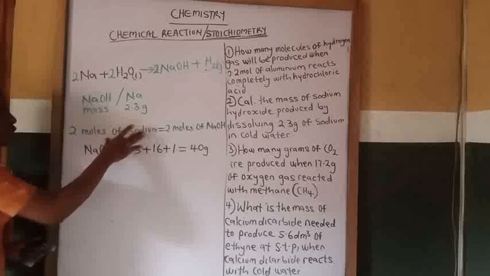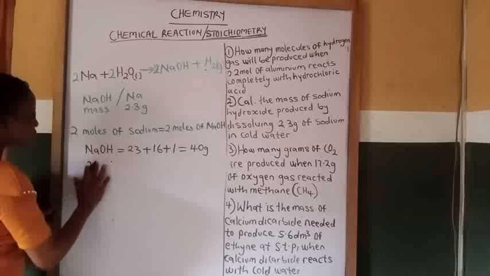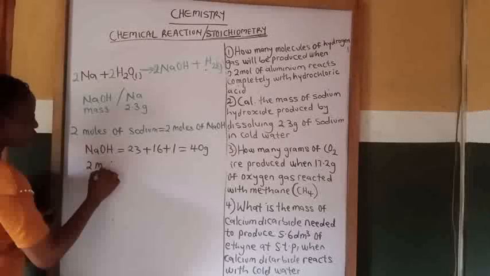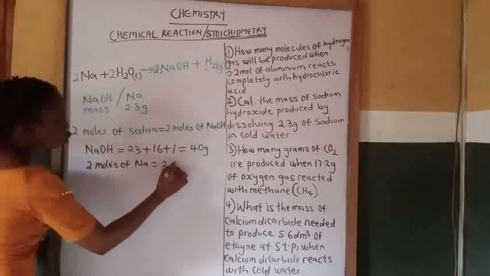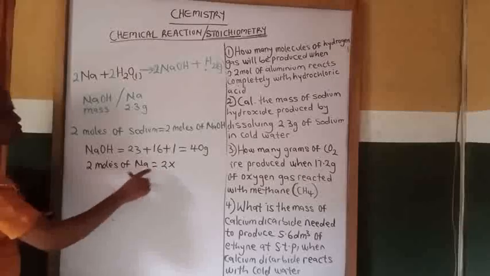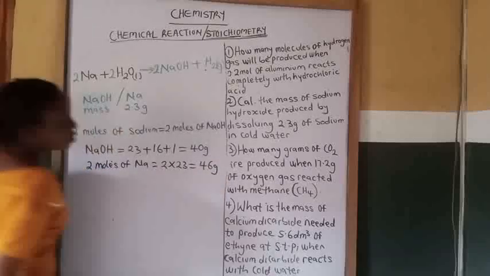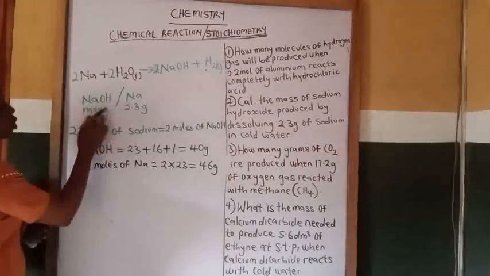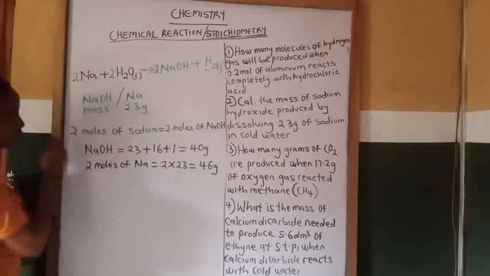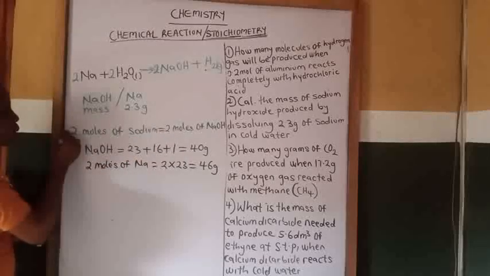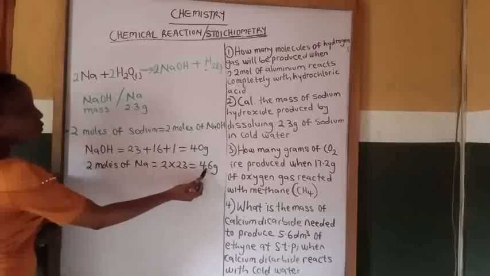Then let's come back to this question now. 2 moles of Na will be equal to 2 times the mass of sodium, which is 23, equal to 46 gram. Now we come back to our question, because our question has to do with mass. This one is in gram, that is mass, then the mass of this one too. Now we come back to the first step. So we have converted these 2 moles of sodium to 46 gram.